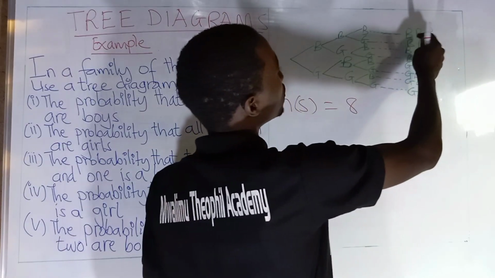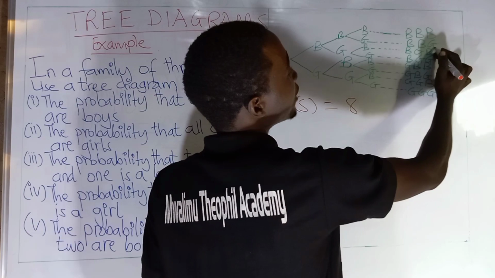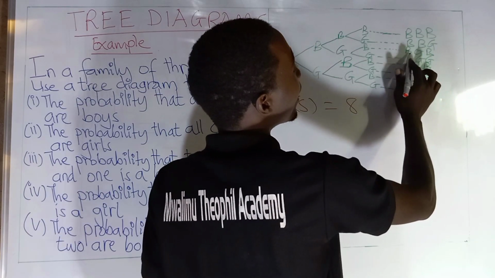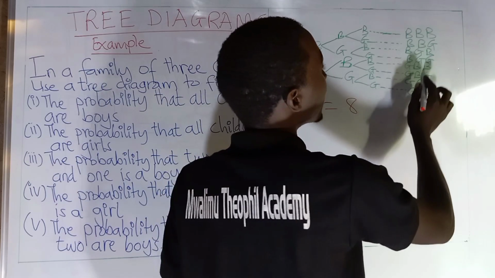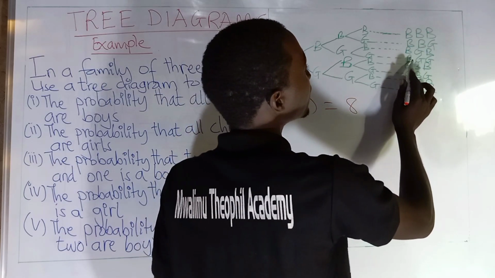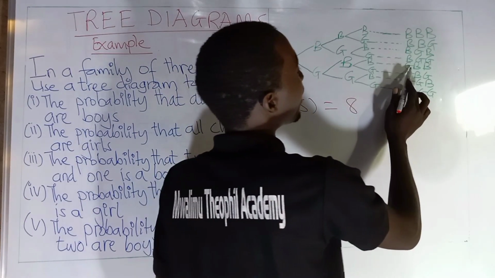The first one is not true because it is boy, boy, boy. Second, boy, boy, girl. This is the one because there is 1 girl. Here, third combination of boy, girl, boy. There is a girl, so we take it. The second event, a third event, boy, girl, girl. Even this is taken because we have 2 girls.